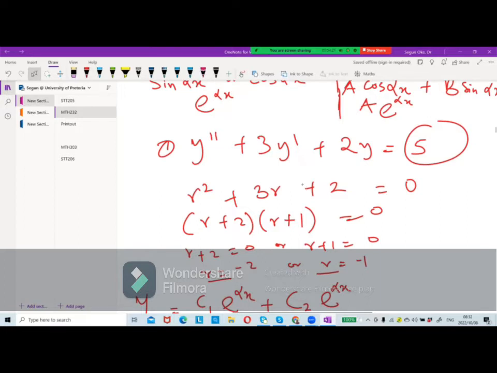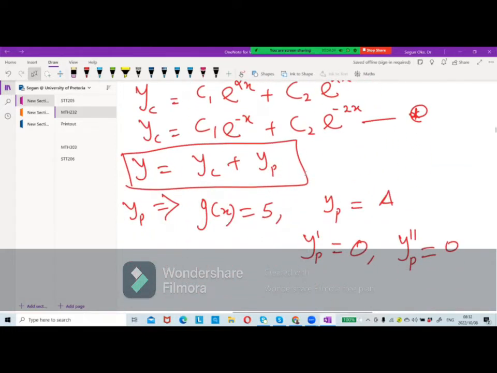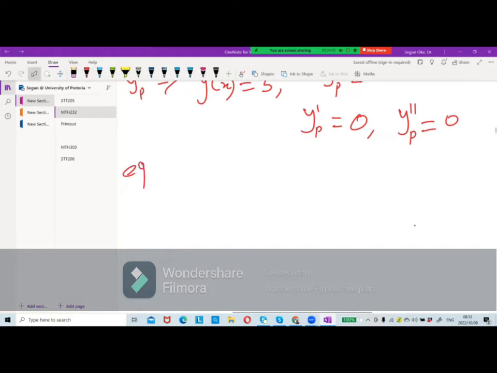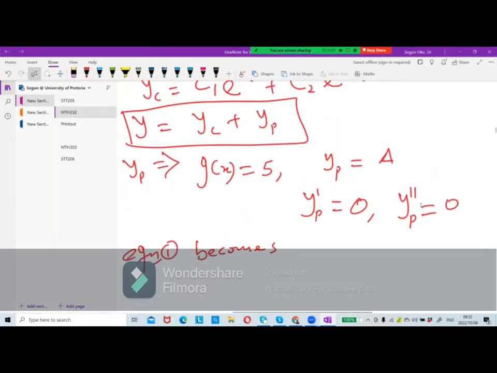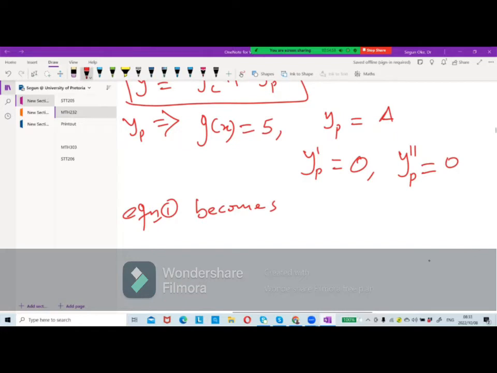Okay, now what you need to do is go to your question. Let's call this one equation 1. So let's go to equation 1. Substitute yp into equation 1. So equation 1 becomes, what? y prime prime of the particular solution is what? 0.